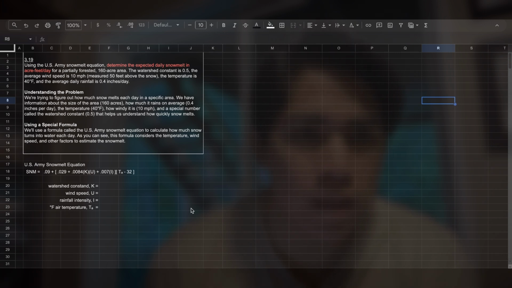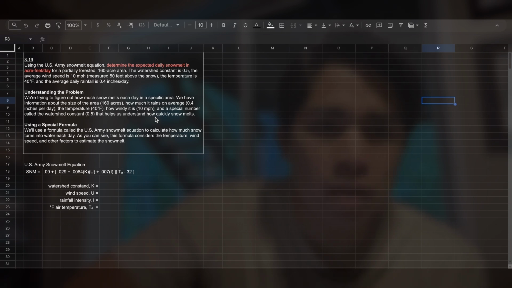What this problem is trying to say is we're trying to figure out how much snow melts each day in a specific area. We have information about the size of the area, how much it rains on average, the temperature, how windy it is, and a special number called the watershed constant that helps us understand how quickly snow melts. We'll use a formula called the US Army snowmelt equation to calculate how much snow turns into water each day. As you can see, this formula considers the temperature, wind speed, and other factors to estimate the snowmelt. This is the formula right here.